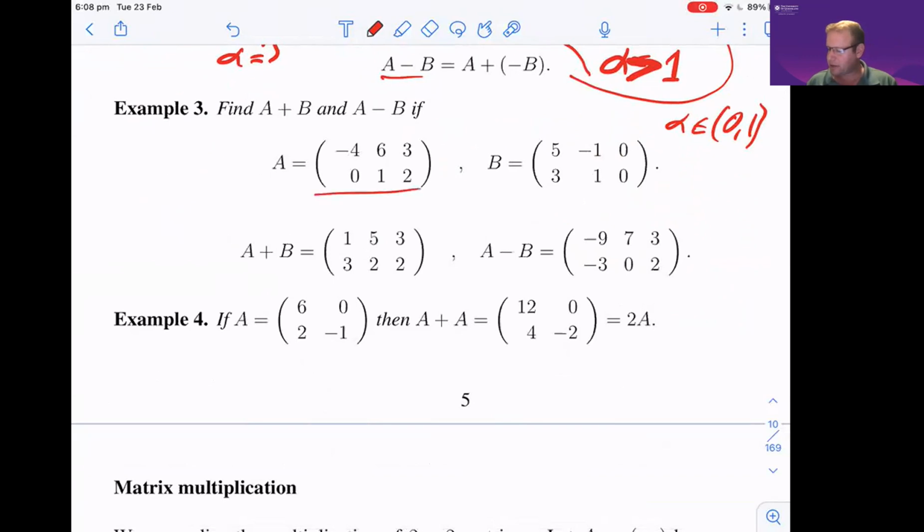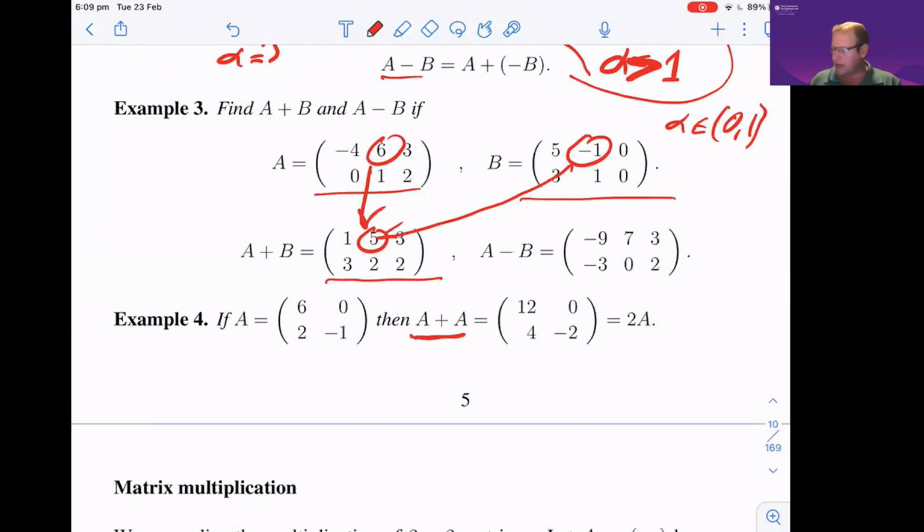Okay, so here's an example. Here's a matrix A, here's a matrix B, here's a matrix A plus B. All you need to do is look at a specific entry. For example, this entry 5 is this 6 plus this -1, which gave you this 5. Here's A minus B, etc. When you write A plus A, you can represent it as twice A, because it's scaling the matrix A by 2. So A plus A is just like twice A.